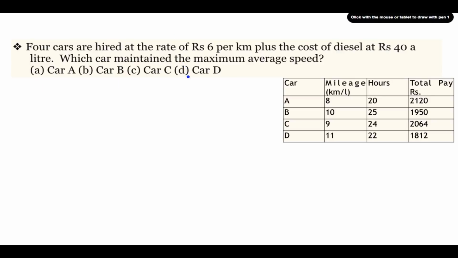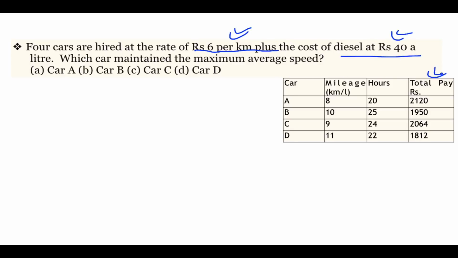Now it was a bit of a long question. I took about 3 minutes in the exam hall to solve this question. So it is like 6 per kilometer is the charge, and the cost of diesel is 40 rupees a liter. So the total payment is given here. Which car has the maximum average speed?